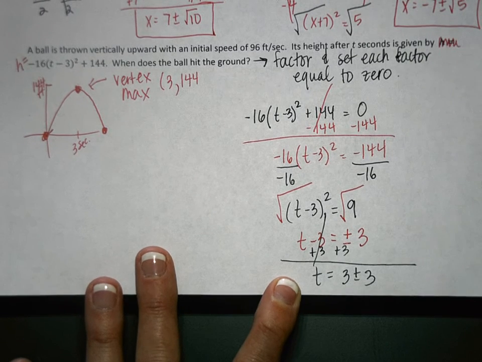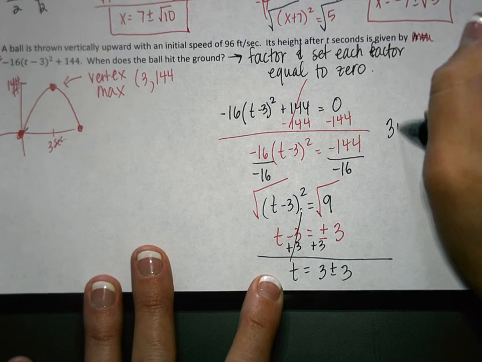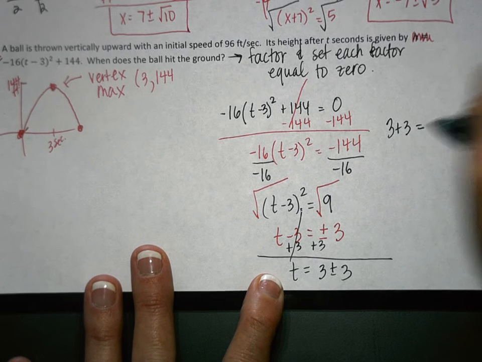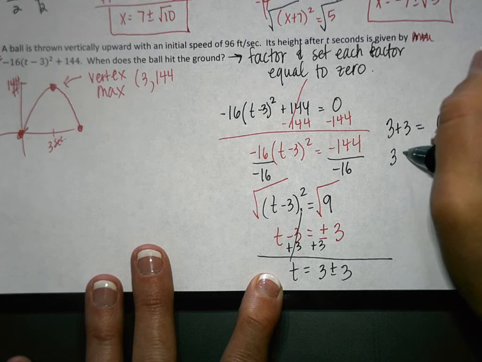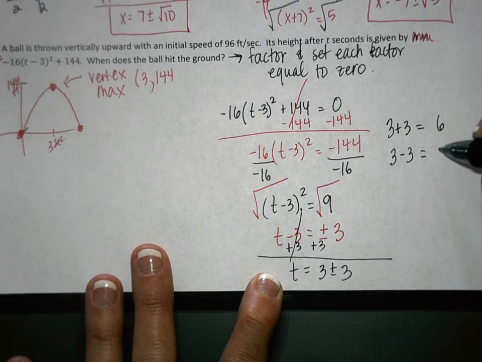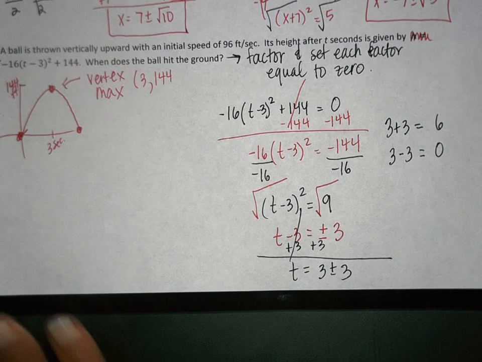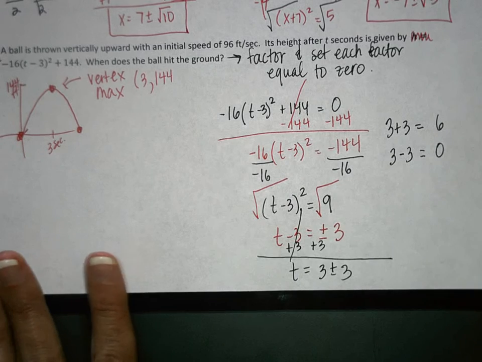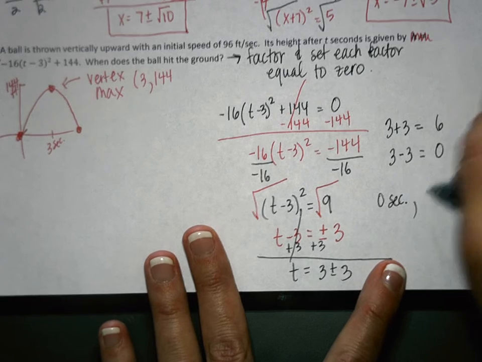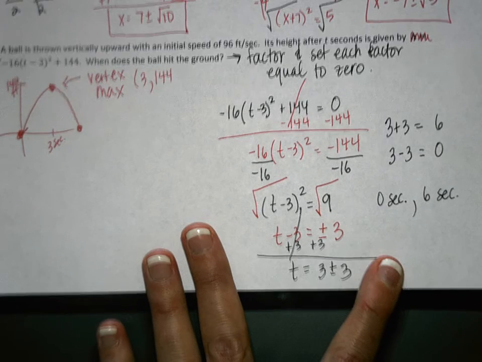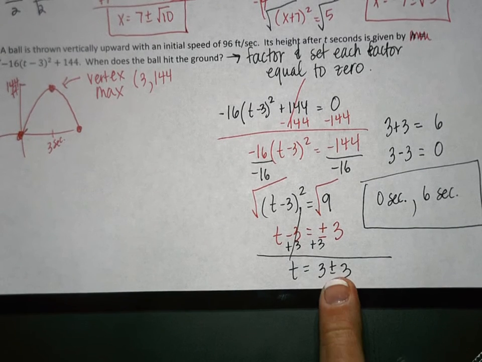So this is where we're going to set up two different equations. We're going to set up one equation as 3 plus 3, which equals 6. And the other equation is 3 minus 3, which equals 0. So when does the ball hit the ground? Very good. So we're going to write that specifically, though. So 0 seconds. It's at the ground when it starts. And then also 6 seconds. And do you see what I mean? Like how here I can actually simplify this?